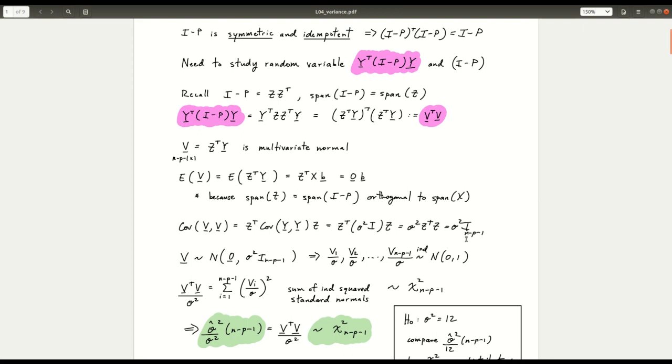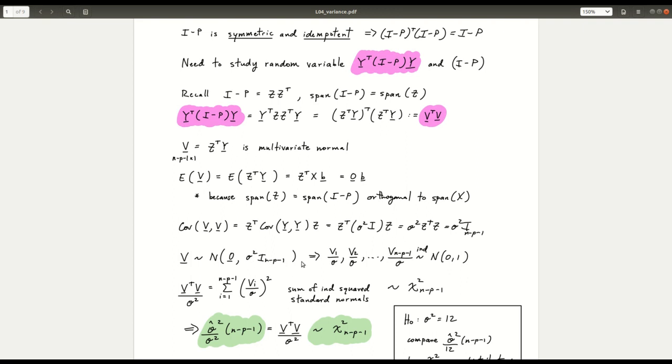And importantly, let's keep track of the dimensions of this identity matrix. It's sigma squared I sub n minus p minus 1. So that's going to be important. It's an n minus p minus 1 by n minus p minus 1 identity matrix. All right, so putting this together, we get V is normal, mean 0, and covariance matrix sigma squared I.